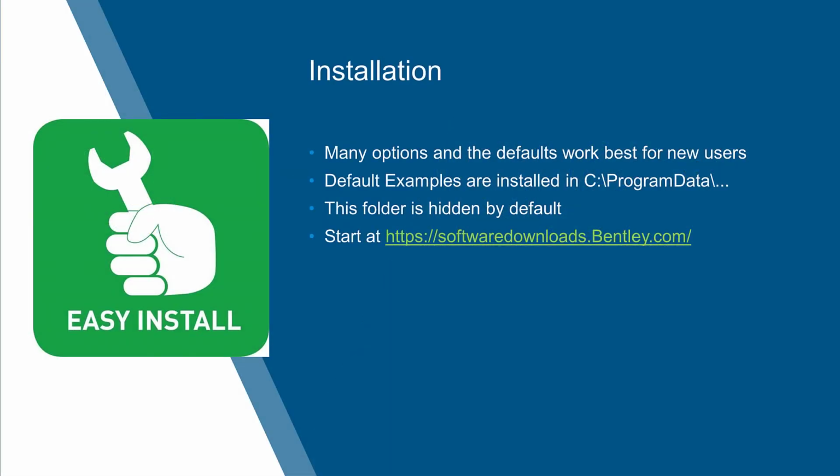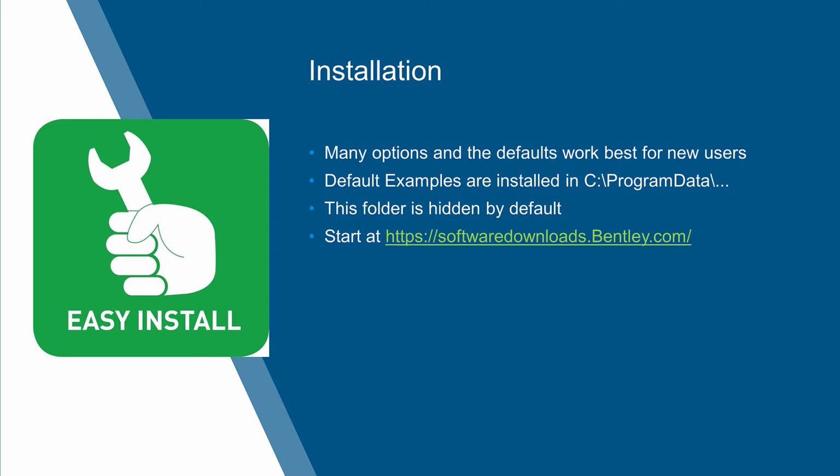Installation is obviously an important part of the beginning of MicroStation. Installation is the first thing that you need to get done when you start MicroStation. You have a large number of options, but basically the defaults that are chosen for you in the installer work best for new users. We install a lot of different things in a lot of different places, so sometimes it's a little hard to find something that you would like to look at after installation.